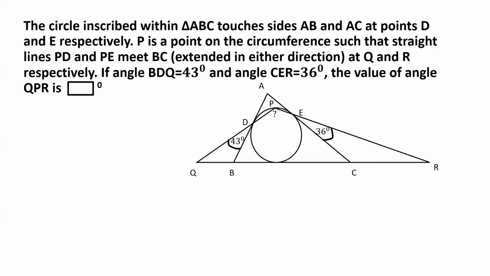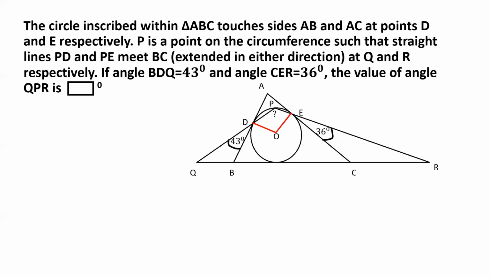So let's start this problem by considering the center of this circle. Let's call that O, and let's join OD and OE, the two radii of the circle. Now AB and AC being tangents to the circle, that makes the radii OD and OE perpendicular to AB and AC respectively. So that means essentially that angle ADO and angle AEO are 90 degrees each.